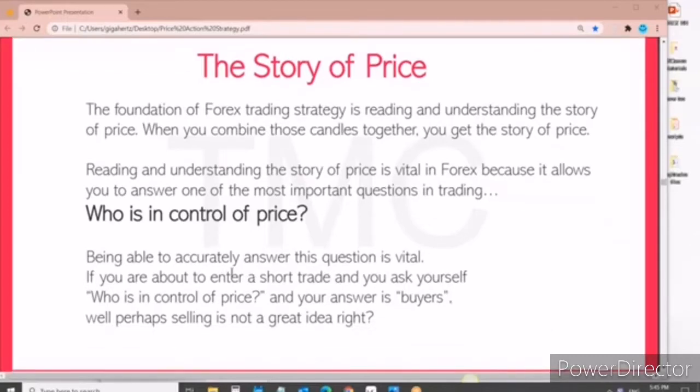So, being able to accurately answer this question is vital. If you're about to enter a short trade and you ask yourself who is in control of price and your answer is buyers, then of course, selling is not a great idea. Okay, tama naman. Alright. Just to let you know, every single candle tells a story. So there's only 3 possible answers lang naman kasi. Either buyers or sellers or wala. Neither. Confused. Ganon.